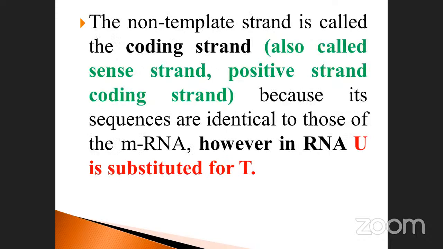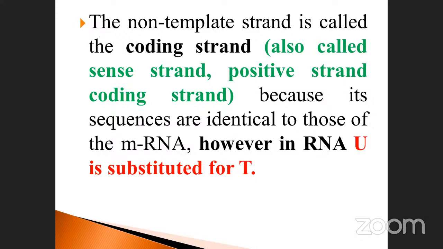The non-template strand is called the coding strand, also called the sense strand, positive strand. Coding means they mention amino acids. The coding strand is called the positive strand, the non-coding strand the negative. And sense means what? They mention some amino acid. The sense denotes amino acids, or peptide or codon, because its sequence is identical to that of the mRNA.